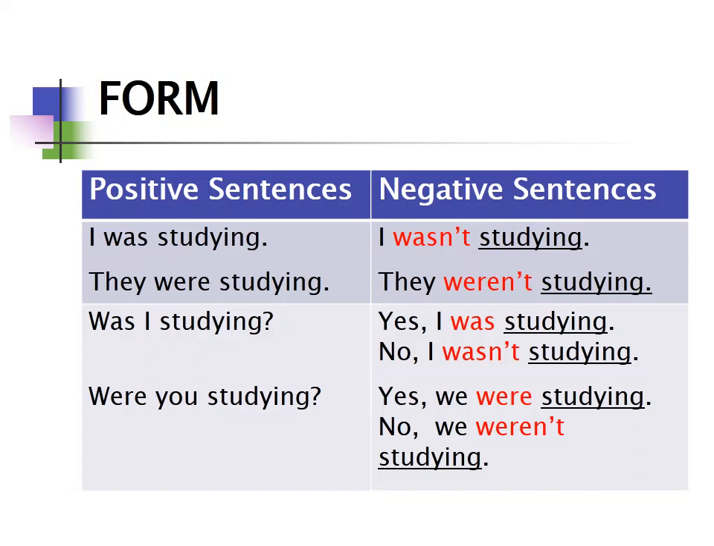And below on the left we have questions. Simply reverse the subject and the auxiliary verb was. In this case, I was studying becomes was I studying, and the answer is yes, I was. You can say yes, I was studying, but it's not necessary. Was I studying? No, I wasn't studying. You can say no, I wasn't, or no, I wasn't studying.